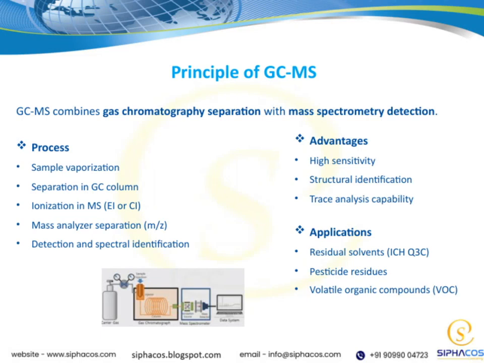Essentially, it combines two powerful techniques, gas chromatography for separating complex mixtures and mass spectrometry for detecting and identifying the compounds. This combination allows us to analyze very small amounts of substances with high precision. Some of the main advantages include its high sensitivity, meaning we can detect trace levels of analytes, and its ability to provide structural identification, helping us understand the molecular makeup of what we're analyzing. It's especially useful for trace analysis, where detecting tiny quantities is critical.